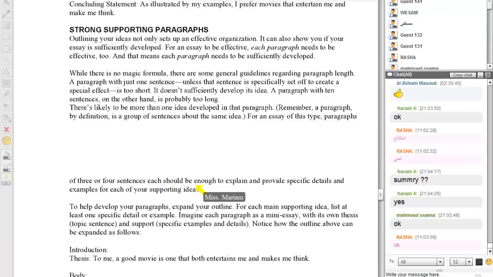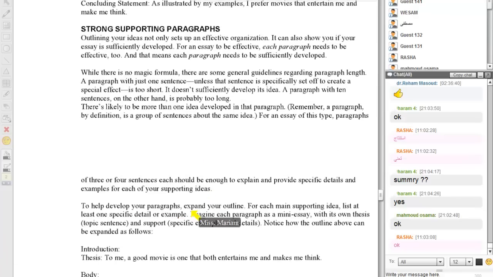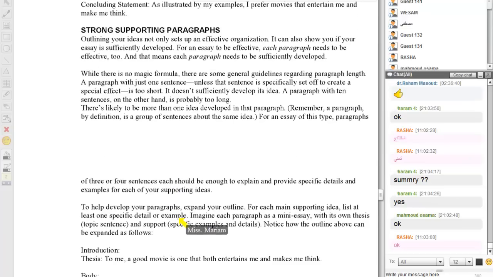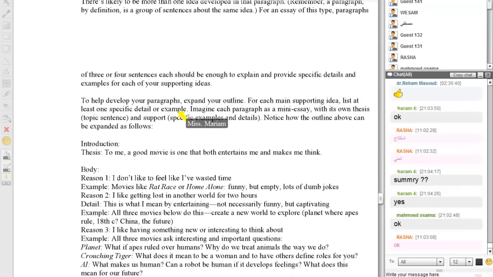For an essay of this type, paragraphs of 3 or 4 sentences should be enough to explain and provide specific details and examples for each of your supporting ideas. To help develop your paragraphs, expand your outline. For each main supporting idea, list at least one specific detail or example.